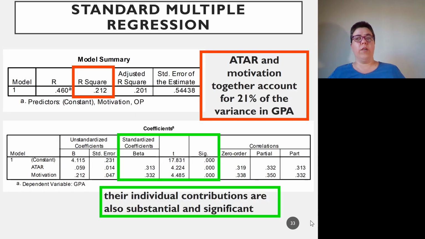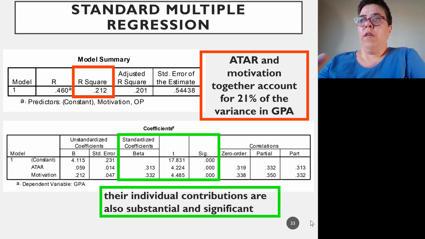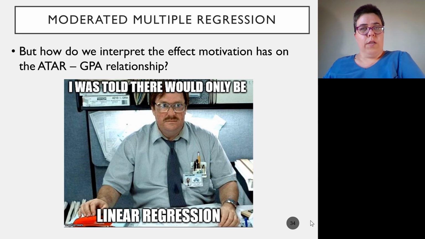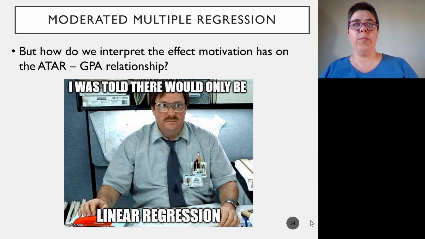Okay, so let's imagine that we're just going to do a standard multiple regression first. We can see that together ATAR and motivation account for 21% of variance in GPA, and the individual contributions are significant when we look at the betas in the second table. So ATAR is associated with higher grades in uni, and motivation is associated with higher grades in uni. Now, when we go on and ask the research question, what effect does motivation have on the ATAR to GPA relationship, we have to go beyond the standard multiple regression, which doesn't tell us anything about that.